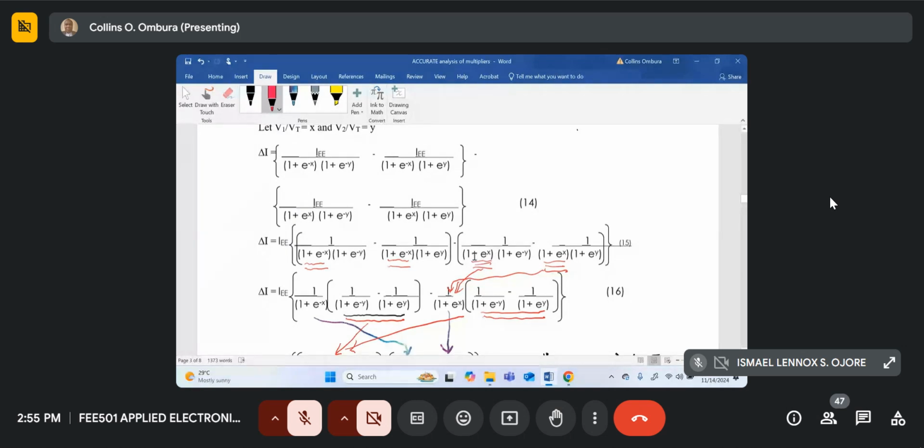Then on this side, 1 plus e to the positive x is also common to 1 plus e to the positive x over here. So we can simplify this first big bracket here before the minus sign by taking 1 plus e to the minus x common. So I've taken this term over there, and brought it here.